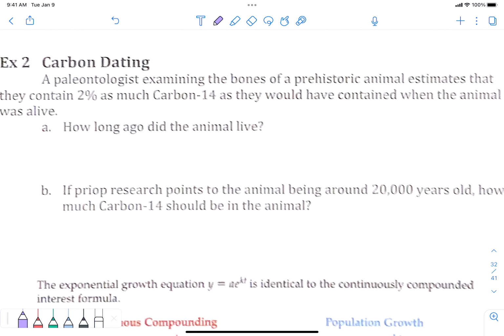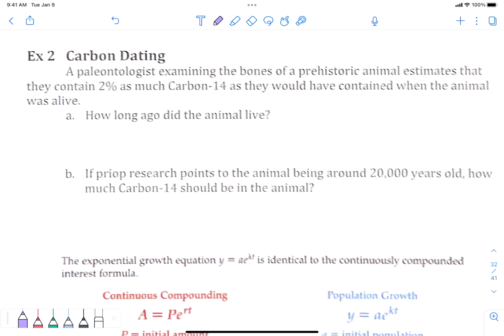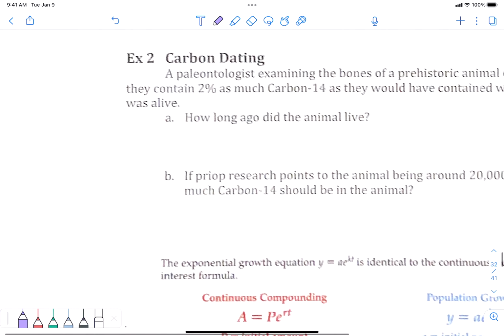A paleontologist examining the bones of a prehistoric animal estimates that they contain 2% as much carbon-14 as they would have contained when the animal was alive, right? So, has it decayed a lot or not a lot? Now it contains only 2% of what it was before. It's been dead a long time, right? A long time. What percentage does it start with? It starts with 100%, right? It's got 100% in it. And now we're down to only 2%.